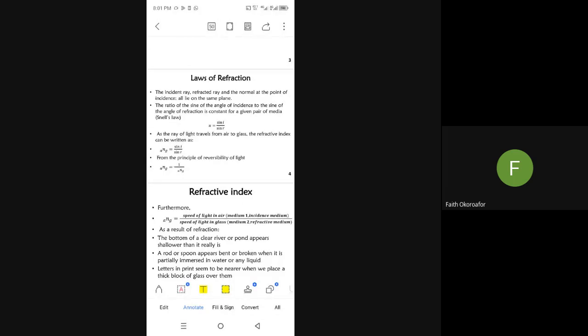The ratio of the sine of the angle of incidence to the sine of the angle of refraction is constant for a given pair of media. Very good. So that's Snell's law. Those are things to note, things to cram. Very good. Read on.